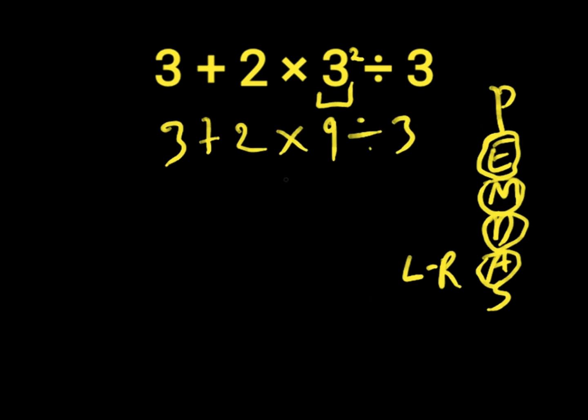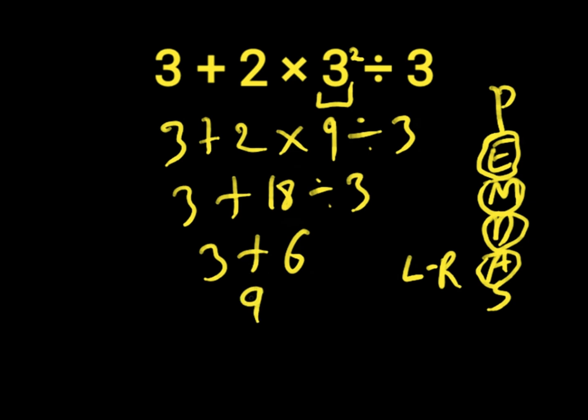So 2 times 9 will give us 18. 18 divided by 3, then we bring our 3 here, then 3 plus 18. So 18 divided by 3 will give us 6. Then we bring our 3 here, which is 3 plus 6 will give us 9. 9 is the right answer to this expression.